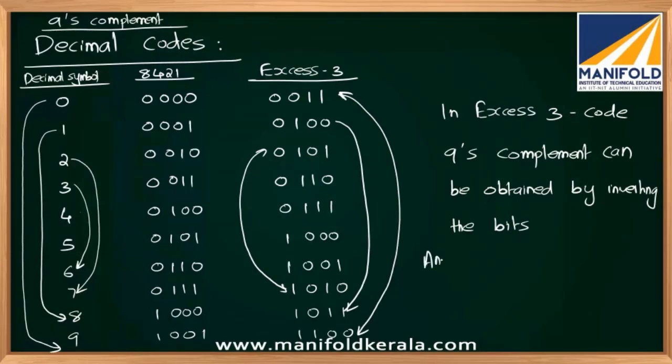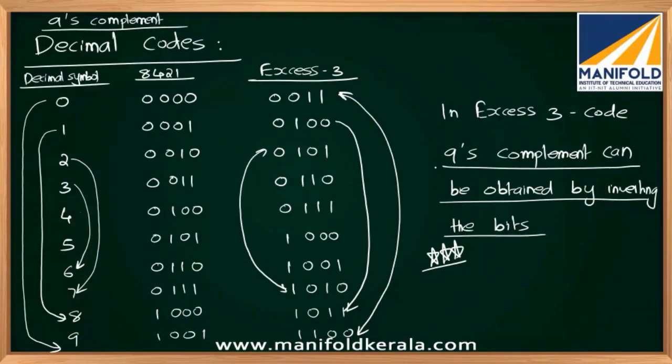And any code satisfying this property is known as a self-complementary code. Please understand, it is a very important one. It is a question that has been asked many times in competitive exams. Any code where the ninth complement can be obtained by inverting the bits, such a coding scheme is known as a self-complementary code. You have to remember this word, self-complementary code. Is 8421 BCD encoding self-complementary? No, please understand, it is not self-complementary.